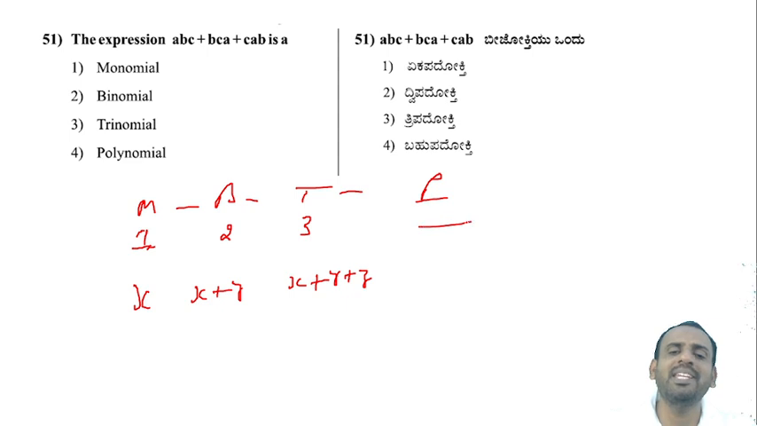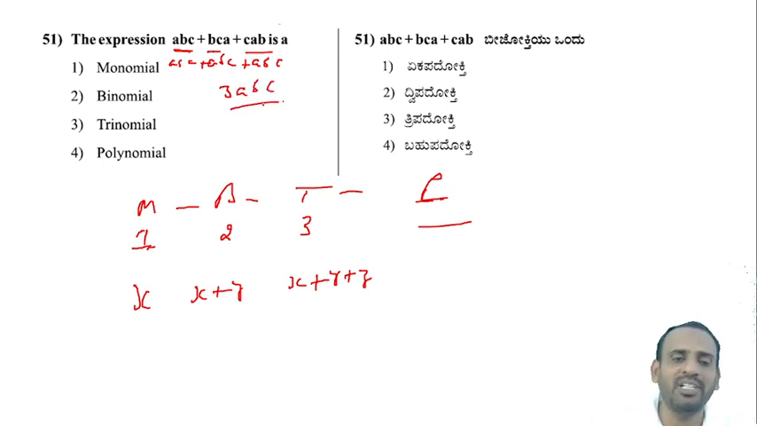Poly means it could be any number of terms. It may be 2, it may be 3, 4, 5, 6, any number of terms can be used as polynomial. Okay. So now in this question, the expression given is ABC, BCA, CAB. If you observe carefully, ABC is written as BCA here also. So this can also be written as ABC. Actually, this is also ABC. CAB is nothing but again ABC. So first term is also ABC. So ABC plus ABC plus ABC is actually 3ABC. So this is a single term, only one term.